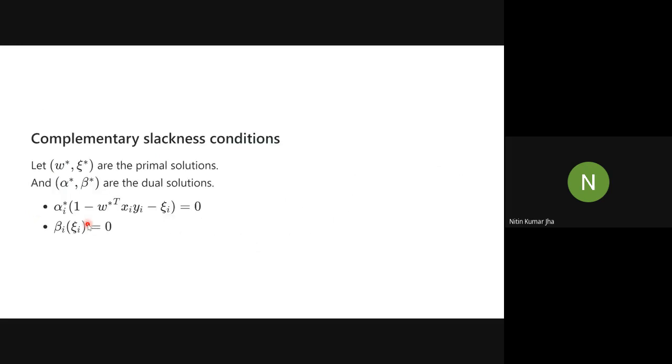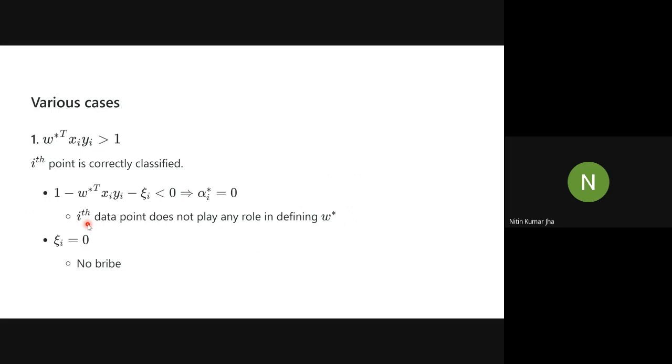And if C tends to infinity, then there is no upper bound on alpha, and the formulation is the same as the hard margin formulation. So these are the cases: C becomes 0, and C tends to infinity. Now let's look at some cases depending upon the positions of different points corresponding to the hyperplane and decision boundaries.